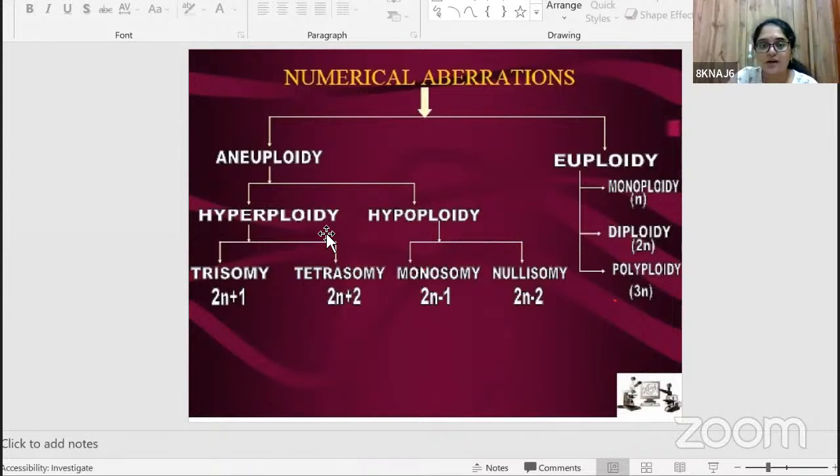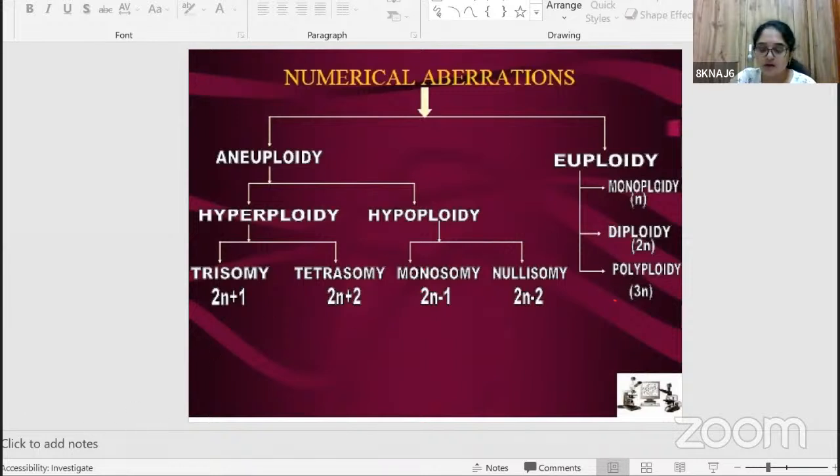Another form of aneuploidy is monosomy, where there is only a single copy. For example, monosomy X is known as Turner syndrome. Again, the majority of fetuses with 45, that is X, are spontaneously aborted, about 95% of them. Only a few come to term, that is, complete the 9 months and the baby is born.